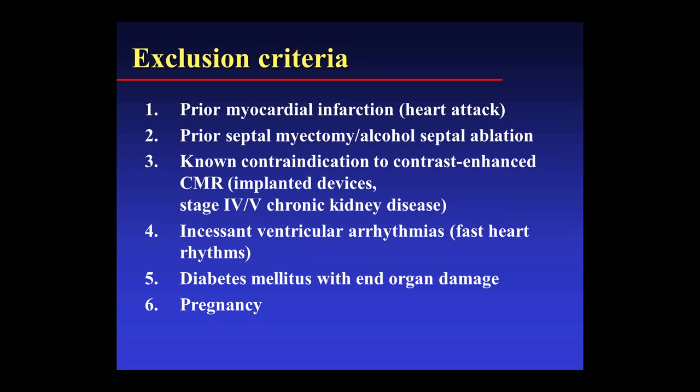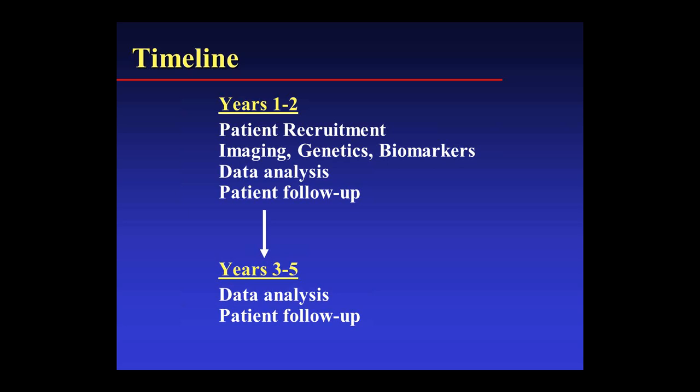So the timeline, as I mentioned, in the first 2 years we'll be doing all the patient recruiting, including the initial visit, which will involve about a 2-hour visit, including imaging and a blood draw of about 7 tablespoons of blood for the genetics and the biomarkers, and a questionnaire to gather all of the demographic and clinical information that's needed, as well as acquiring some information from your physician about prior cardiac testing.